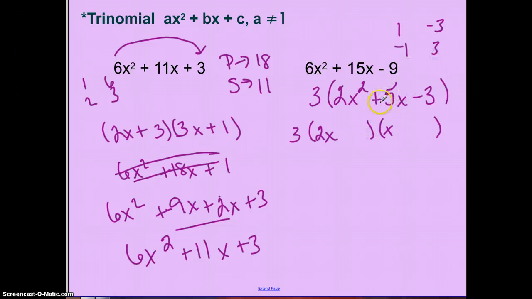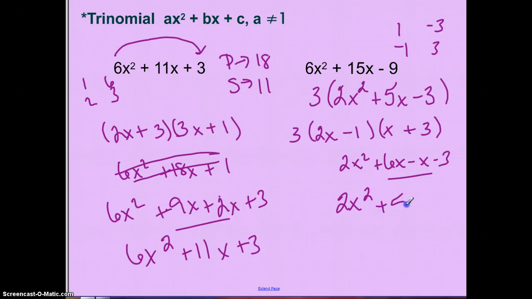So what I have to do is figure out how to put those in there so that I end up with a positive 5. So if I put the positive 3 here and a negative 1 here, 2x squared, my outers are plus 6x, my inners are minus x, and my lasts are negative 3. And if I add those two together, that gives me my 5x. So my factored version is right here. It's just kind of like a puzzle. I just have to figure out what numbers I can put into each one of those spaces.